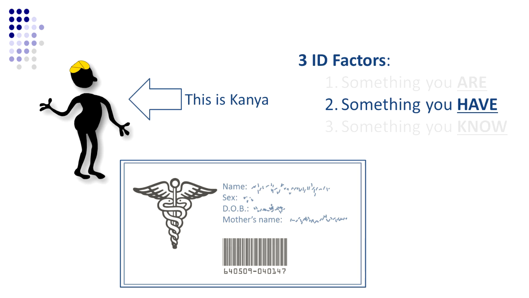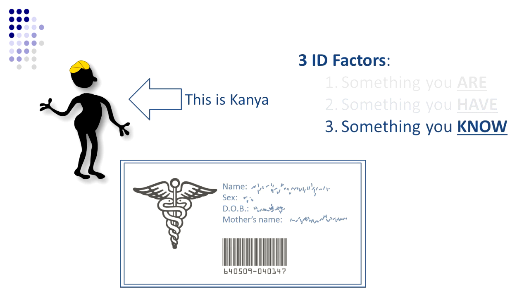As is the case with high-tech biometrics, it is sometimes challenging in a low-resource environment to go to scale with these more expensive solutions. Although it is not always the case, the third ID factor is often used in conjunction with the other two. In its simplest form, of course, the something you know could actually be your ID number.